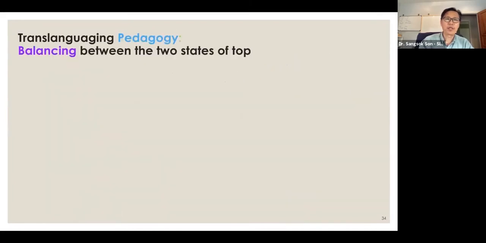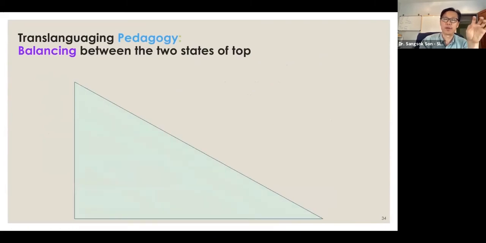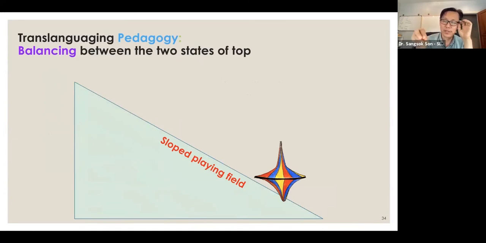So translanguaging pedagogy promotes the balancing between two types of this kind, okay? If we allow only the static type perspective, static type practice, like only school language should be used in school, then the education playing field is sloped, okay? Because the bilingual student cannot show their true knowledge using only school language, which is a very small part of their language resources, whereas the monolingual student can use most of their language resources, so they can always perform better than bilingual students. So this is sloped.